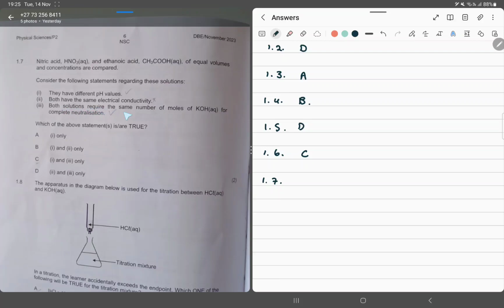Both solutions require the same number of moles of potassium hydroxide in solution for complete neutralization. Now this one is a tricky question. My student put a tick in here, and I'm glad, because sometimes it's easy to say, look, this is a strong acid. Essentially, it dissociates more completely. So that means to neutralize those hydrogen ions, you would need more than it would be the case here. Okay, that sounds catchy and that sounds true. But the most important part of this statement is that complete neutralization.